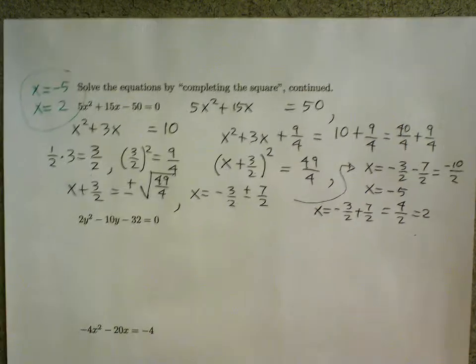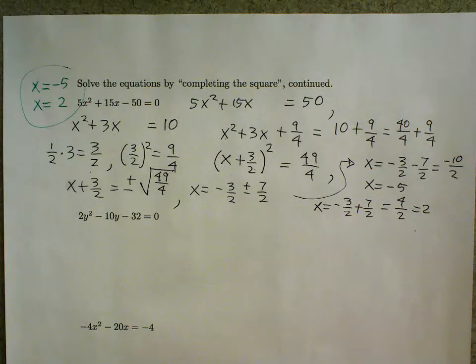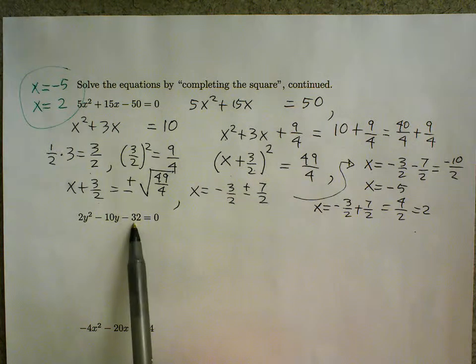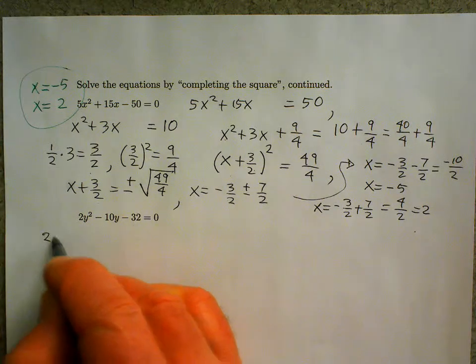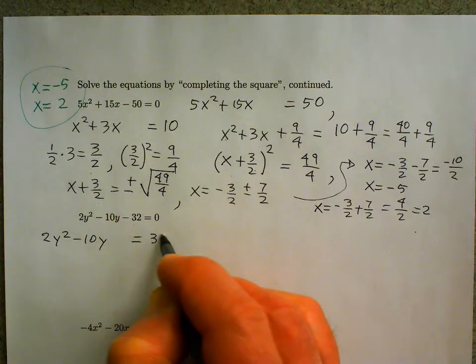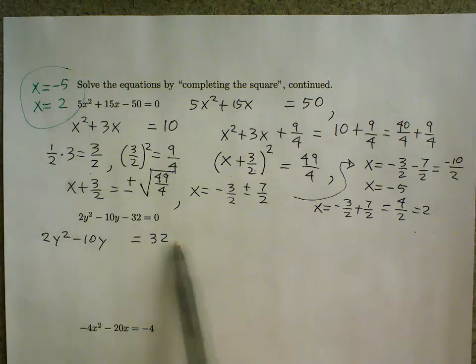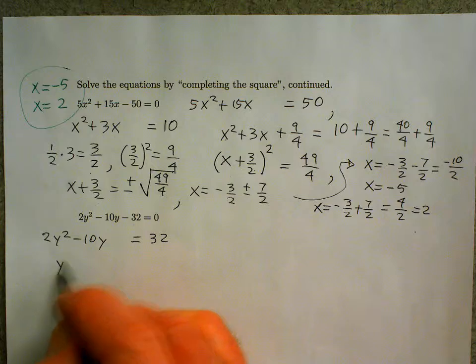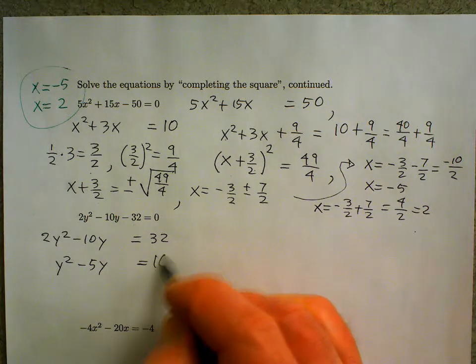All right, the next example, solve the quadratic equation by completing the square. So first, add 32 to both sides. So we get 2y to the second minus 10y equals 32. And since the coefficient of y squared is 2, now we want to divide every term on both sides by 2. And we get y squared minus 5y equals 16.